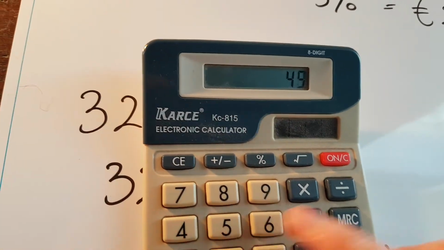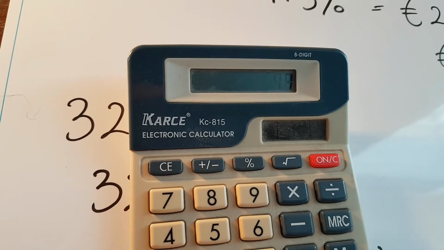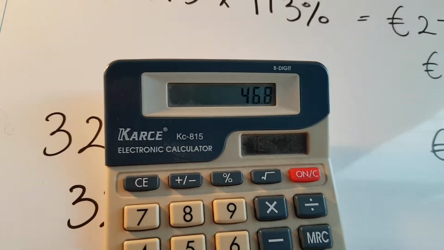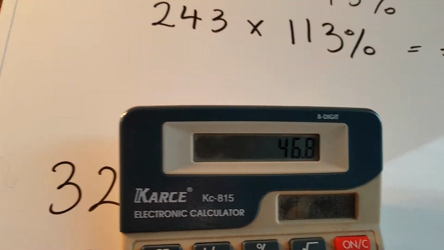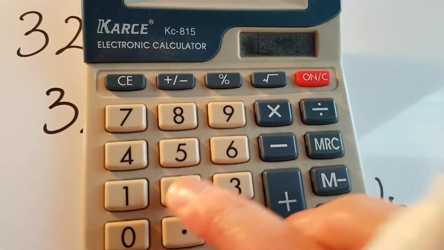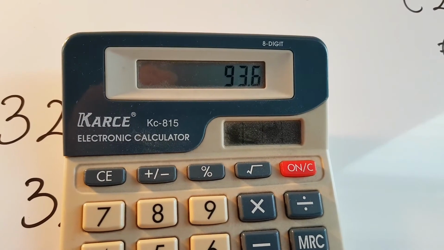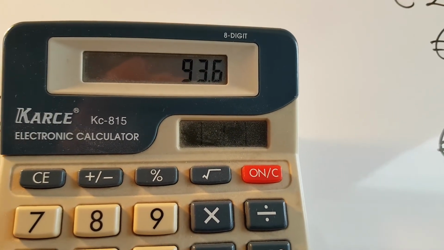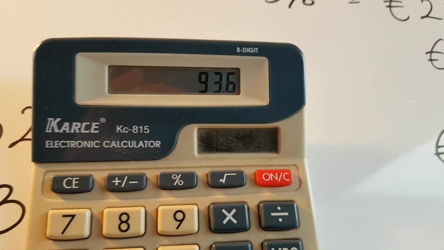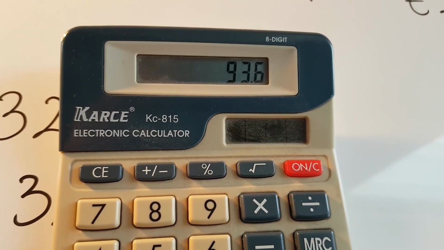Right, so 45 times 104%. So each ticket is going to be €46.80. And I'm buying 2 tickets, so times 2 equals. So my total for my concert tickets is €93.60. And I think they've rounded that up in the answer book to €94.